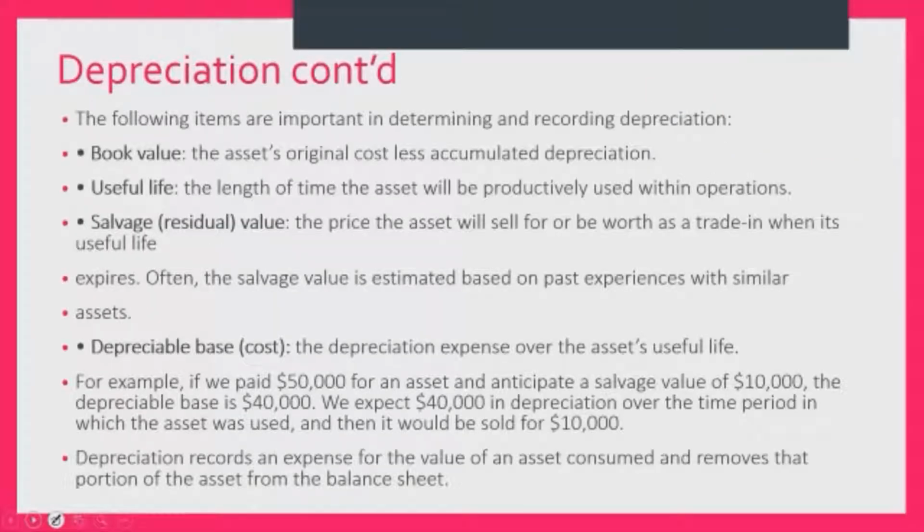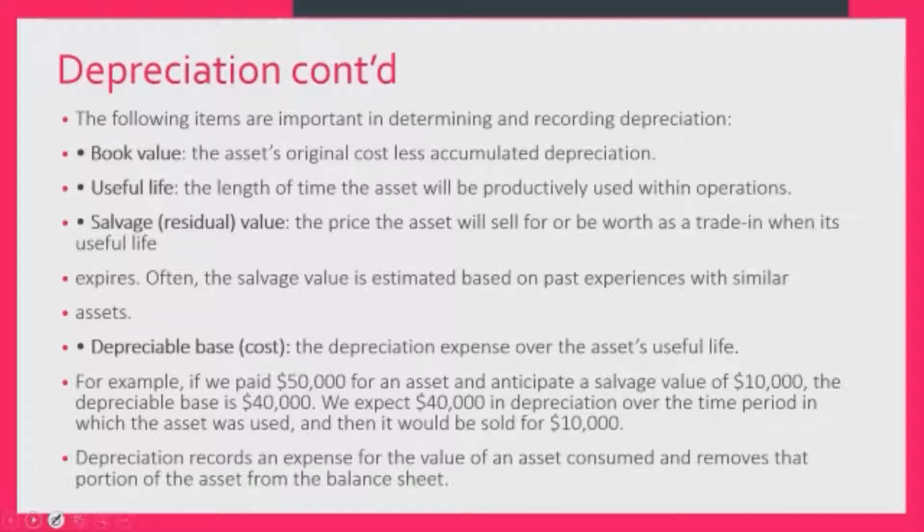The following items are important in determining and recording depreciation. We're looking at cash flow planning and financial planning. So we're looking at depreciation. It's not a cash item, but how does it affect our income? So it's covered in this section. So in depreciation, there's a book value. The book value is the asset's original cost less accumulated depreciation. So after 3 years, depreciation would have accumulated for 3 years, right? So the book value wouldn't be the original cost, it would be the cost less accumulated depreciation.